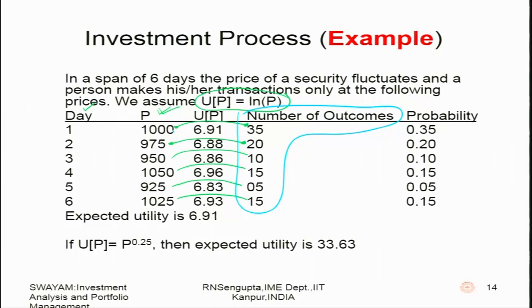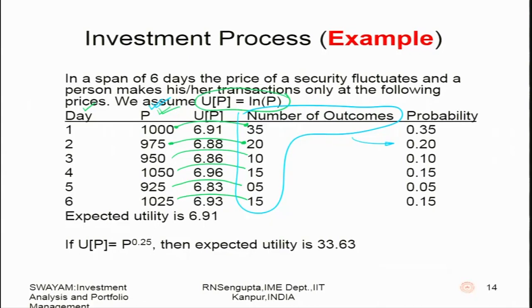When I convert the prices given in the second column, which I am marking now with blue, using the utility function ln of p, ln of 1000 is 6.91, ln of 975 is 6.88, and as I keep finding the ln values row wise for the third column, they are 6.86, 6.96, 6.83 and 6.93. That means for the different prices. The probability based on the number of outcomes would be for the first case 35/100, which is 0.35, and the corresponding other probabilities, as I keep reading row wise on the last column, are 0.2, 0.1, 0.15, 0.05 and 0.15.